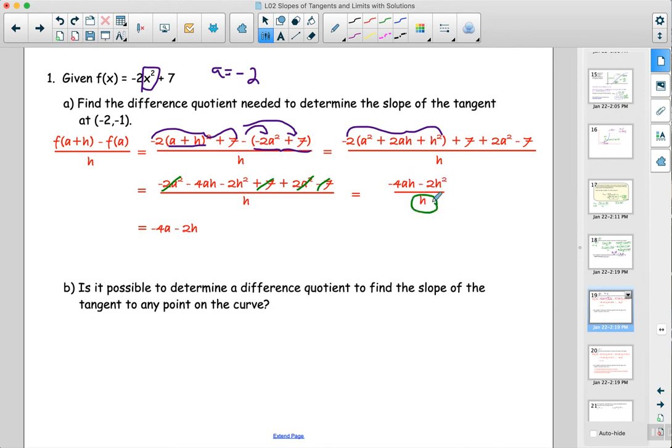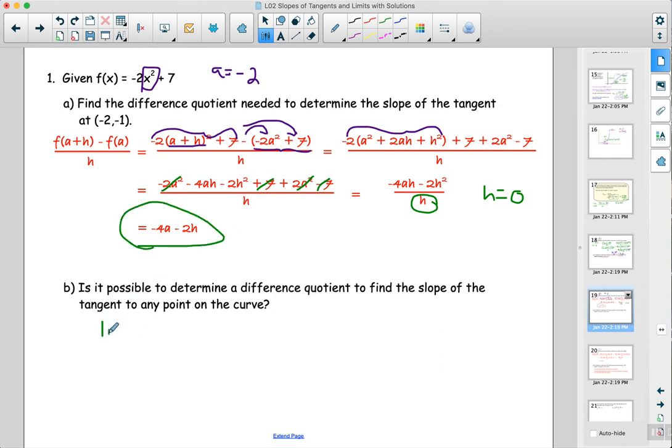So in advanced functions, you could not let that h be 0. If you did, you do division by 0 as undefined. But now they're going to divide out nicely. So negative 4ah divided by h is negative 4a. Negative 2h squared divided by h is negative 2h. And so now that difference quotient can be used to give me the slope of the tangent anywhere.